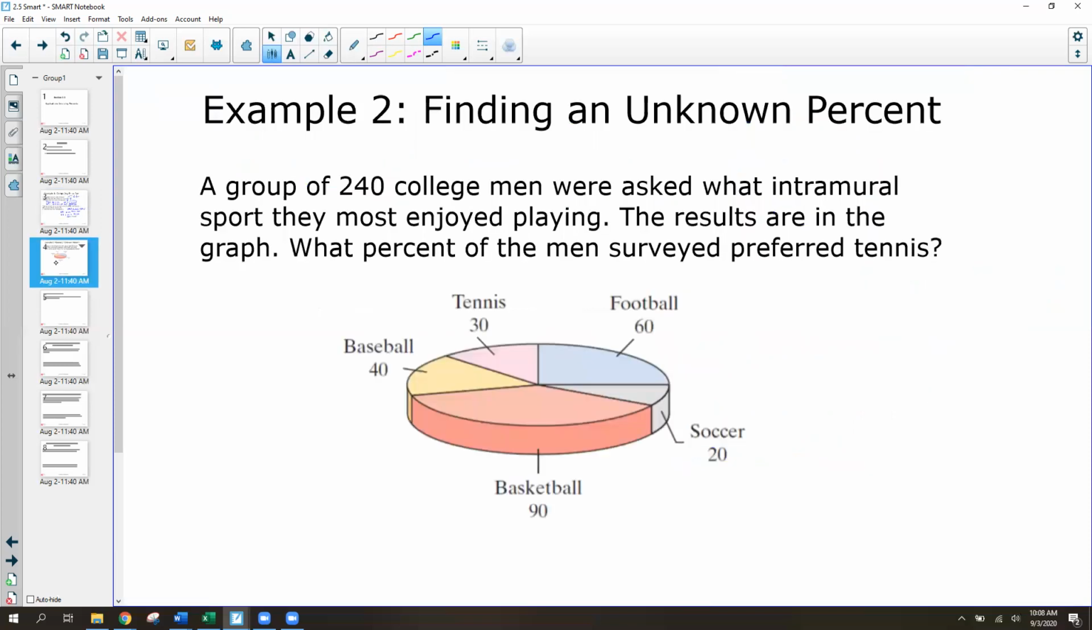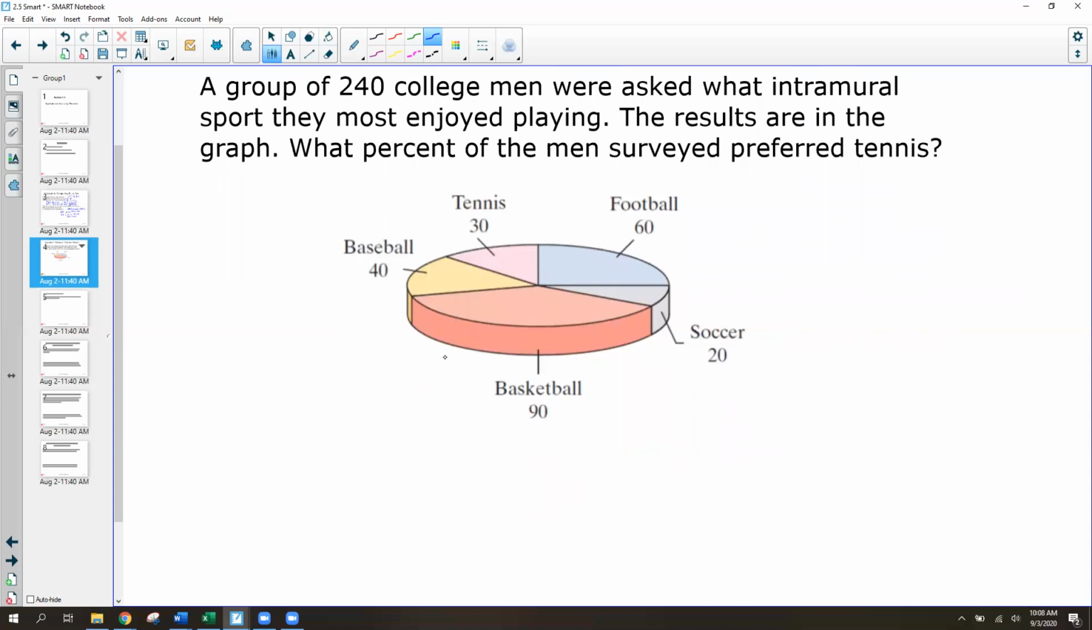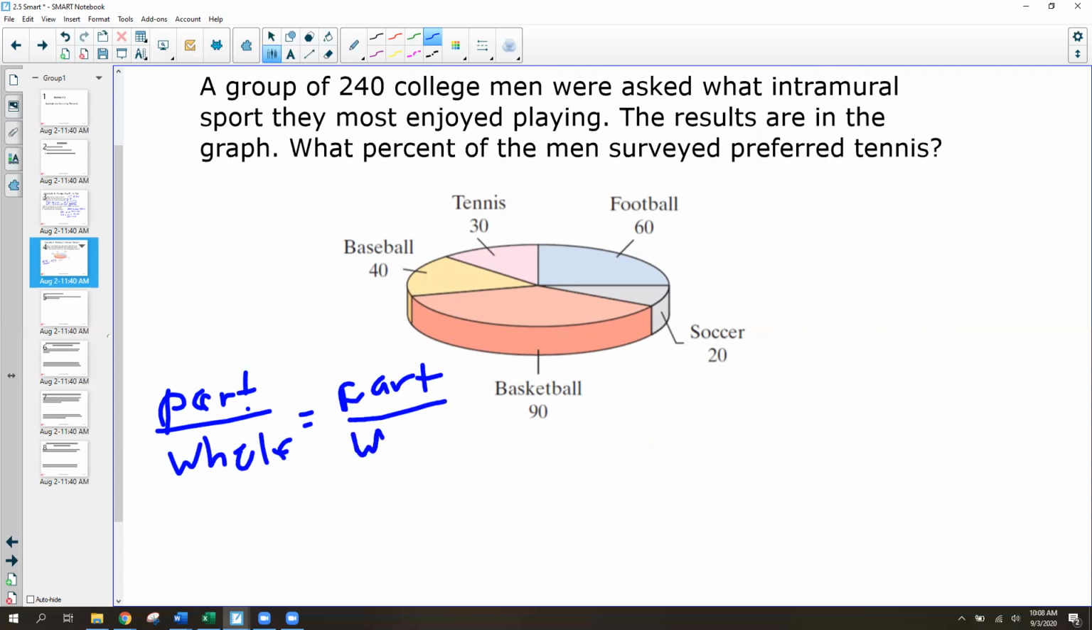All right, an unknown percent. So 240 college men were asked what intramural sports they enjoyed playing. The results are in the graph. What percent of men preferred tennis? Well, how do you figure that out? For the most part, the easiest way I know to set up things like this is with a proportion. So proportions are part over whole equals part over whole. It's just two equivalent ratios.